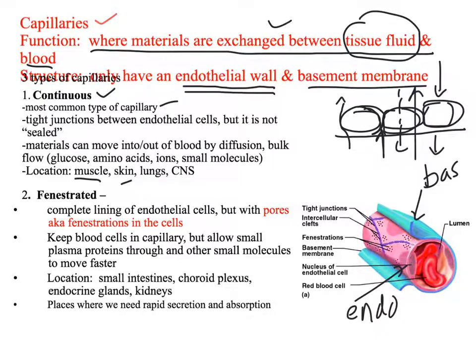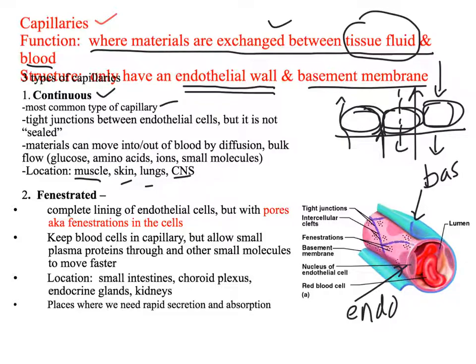You find them in muscle, skin, lungs, and the nervous system. Things can flow through by diffusion, or we could have bulk flow, which would be like endocytosis and exocytosis.